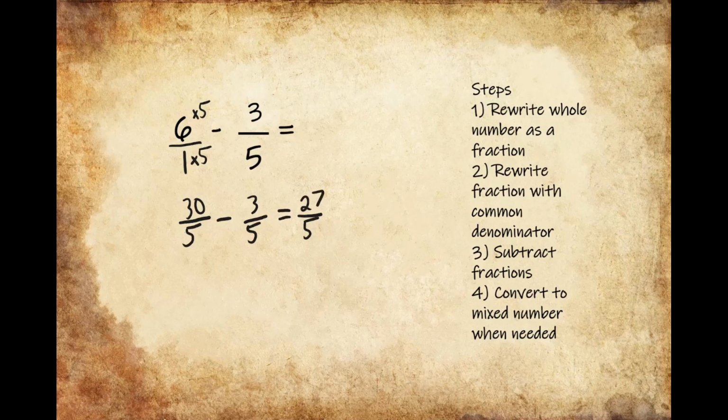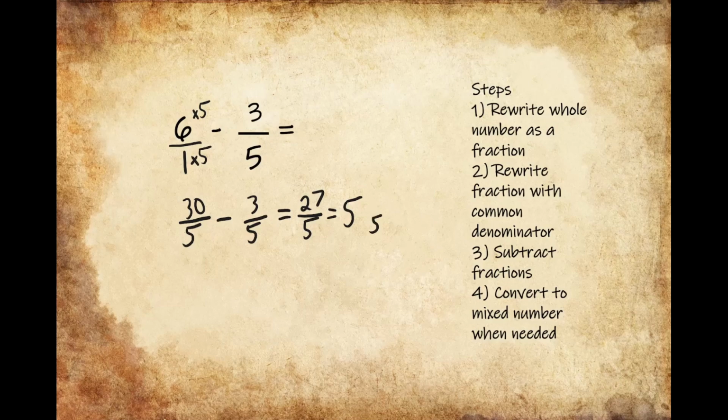And our last step here is to convert this improper fraction into a mixed number. The first thing we need to do is figure out how many whole groups of 5 can I make out of 27. And I know that 6 times 5 gives me 30, which is too much. So 5 times 5 is going to give me 25. So I'm going to go ahead and write the whole number of 5 because I know that I can make 5 equal groups of 5 out of 27.